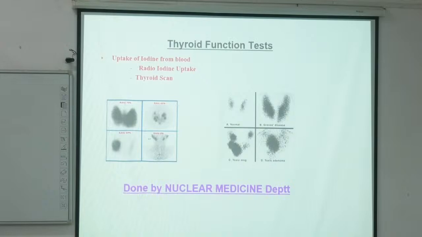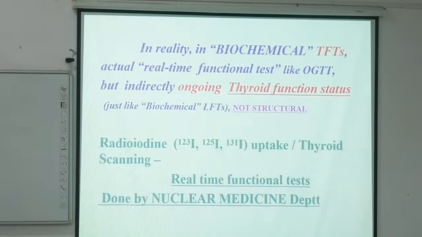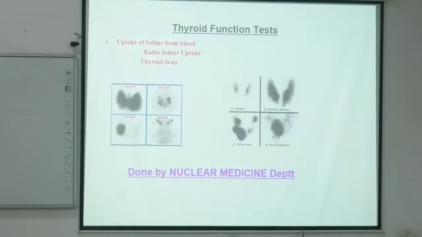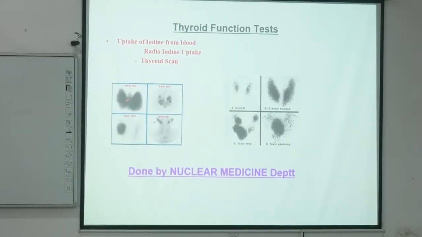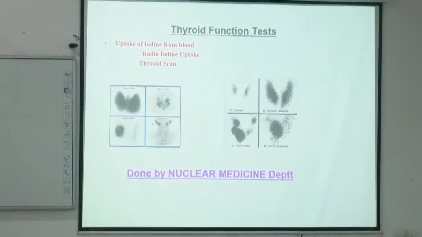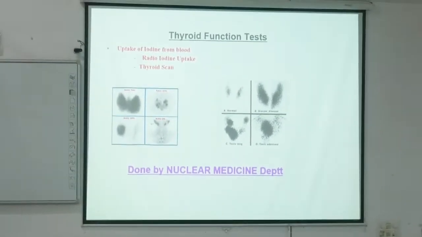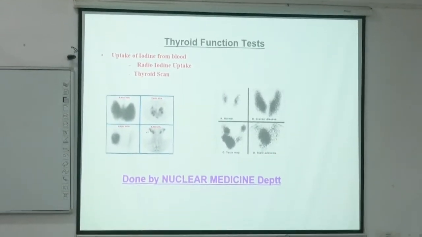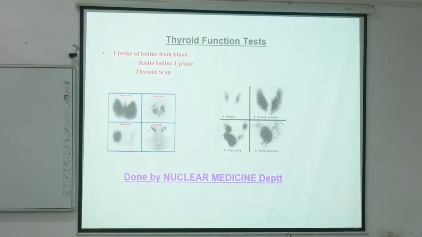Next. So this real-time test is our radioiodine uptake. We allow radioactive iodine to be ingested, and that iodine is taken up by the thyroid gland. That dynamic study is done by the nuclear medicine department, and it is called thyroid imaging. Next. If you do radioiodine uptake, the radioiodine will cast an image of the thyroid gland. This is a normal functioning gland, this is Graves' disease, the hyperfunctioning gland, and this is basically an adenoma. This is done by the nuclear medicine department.